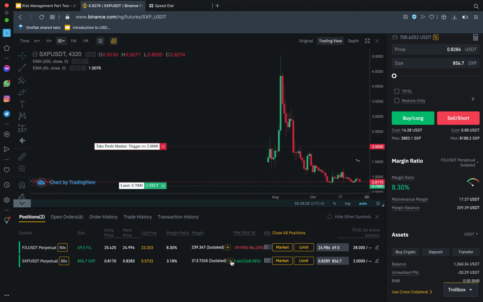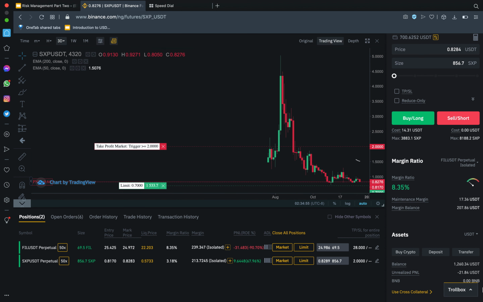Isolated margin to me is more beneficial than cross margin, because cross margin exposes your entire account to risk, while with isolated margin you are more conscious, right? Your entire account is not exposed. You consciously input the amount that you want to risk in a trade. So that is one thing.